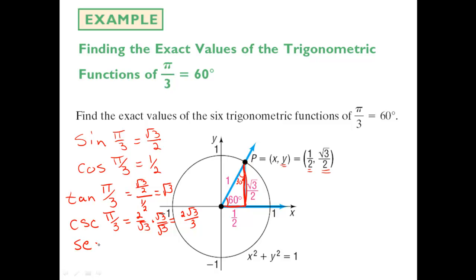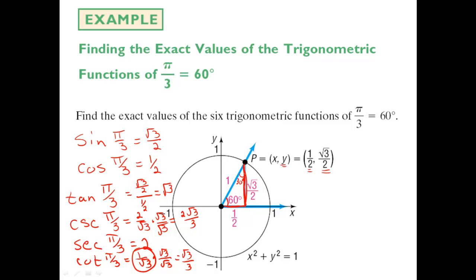Secant, which is the reciprocal of cosine. So the reciprocal of 1/2 is 2. Cotangent, the reciprocal of tangent, so it's going to be 1 over the square root of 3. And when I rationalize that, it'll be the square root of 3 over 3. Or I could also do that: it is x over y, so it would be 1/2 over the square root of 3 over 2, which will give me 1 over the square root of 3, and we get the exact same answer.